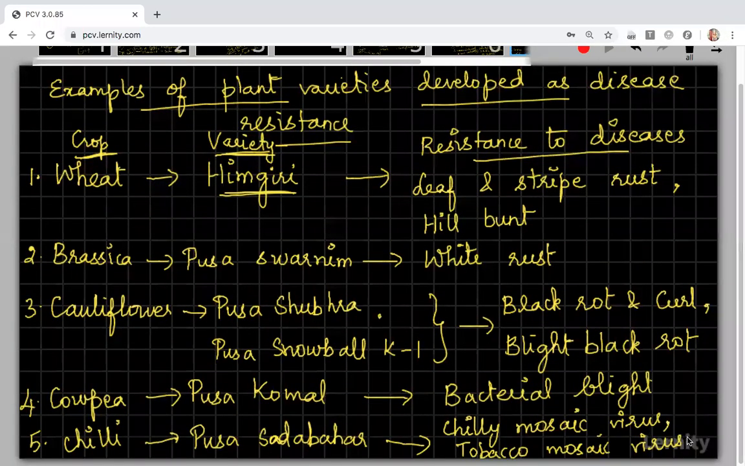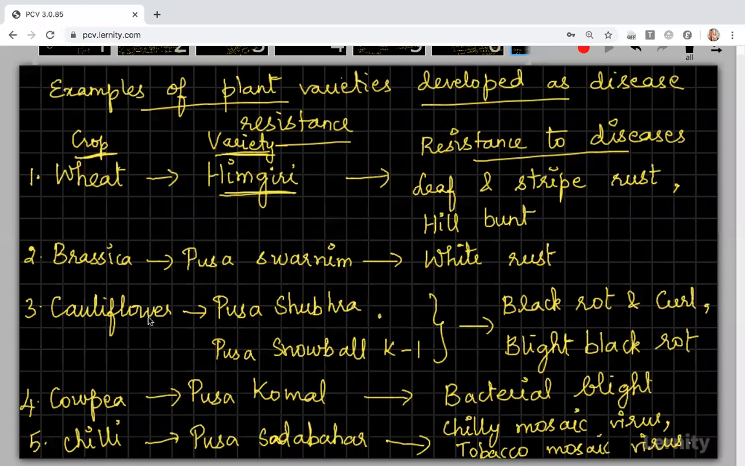Please copy the examples of plant varieties that are developed in India to make plants resistant against many bacterial, fungal and viral diseases. So the first crop plant is wheat. The name of the variety is Himgiri, and it is resistant to leaf and stripe rust and also hill bunt. And the second crop plant is Brassica. The variety is Pusa Swarnam. It is resistant against white rust disease.